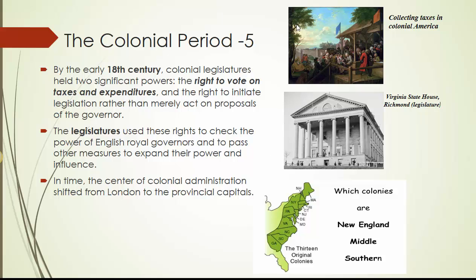This picture is a picture of collecting taxes in colonial America. The second picture is a picture of the Virginia State House in the Virginia capital city of Richmond. And here is a list of the 13 colonies that comprise the original United States. Can you name which ones belong to New England, the Middle Colonies, and the Southern Colonies?